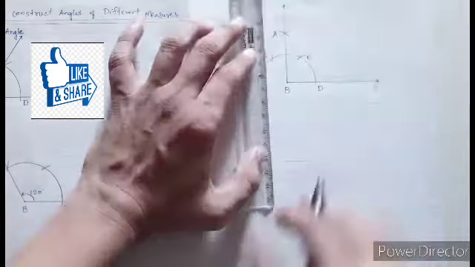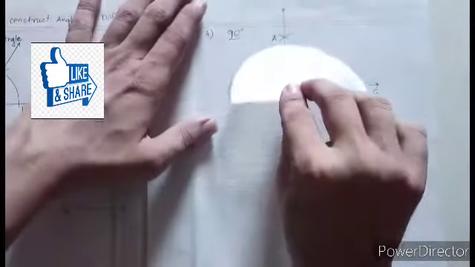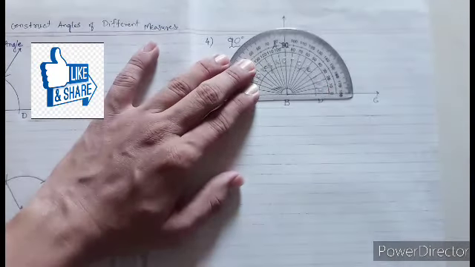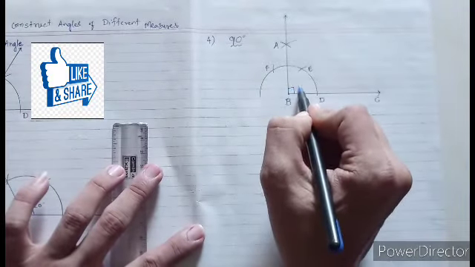Now here we get one angle ABC. If you measure this angle ABC, you will get this angle is a 90 degree angle. So this angle is 90 degree.